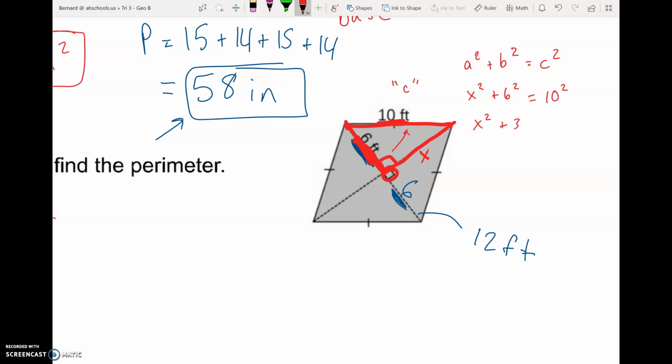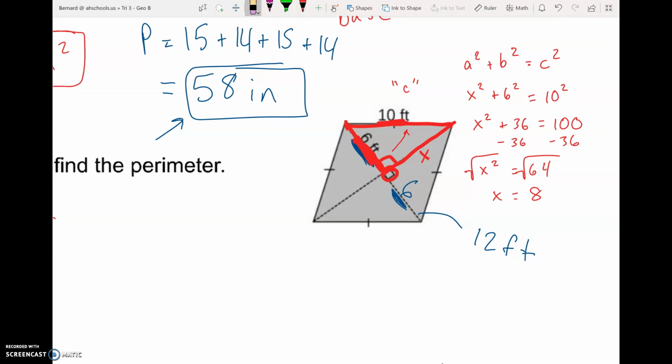So x squared plus 36 equals 100. Subtract that 36 from both sides. x squared equals 64. And then square root both sides. So x equals 8. So 64 is exactly 8. So that's good. So that's what x is, right?